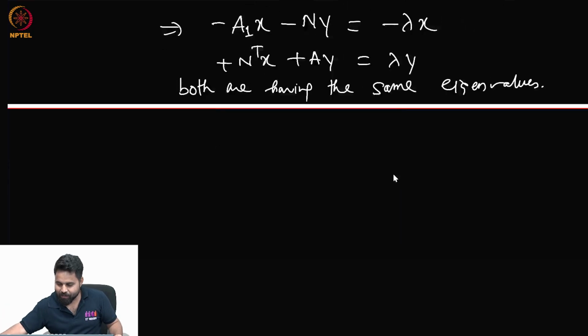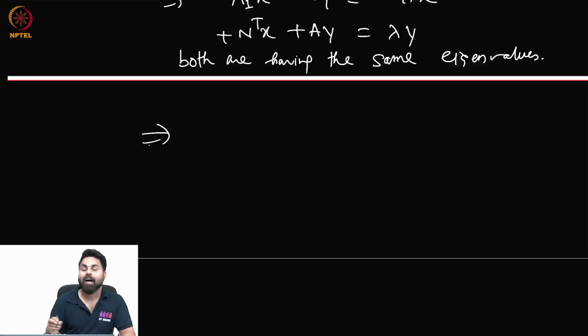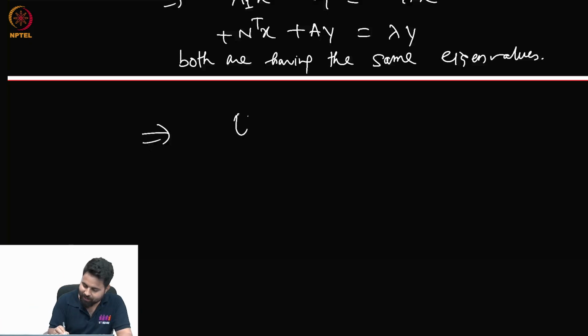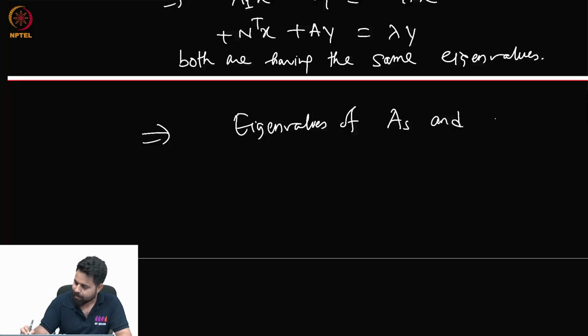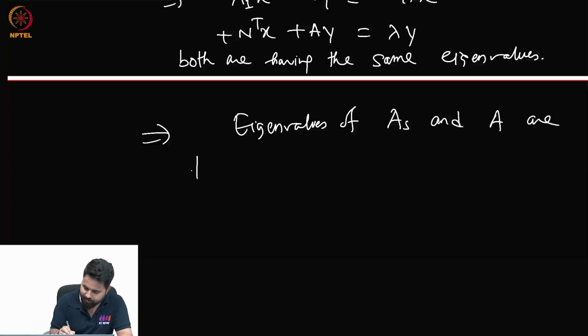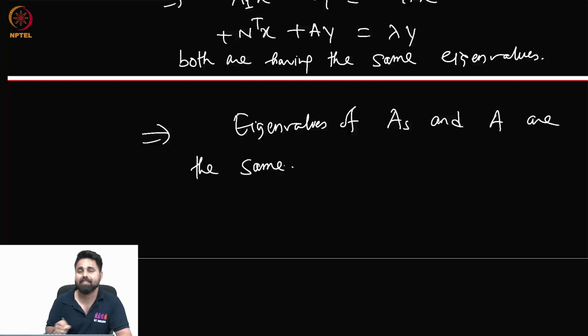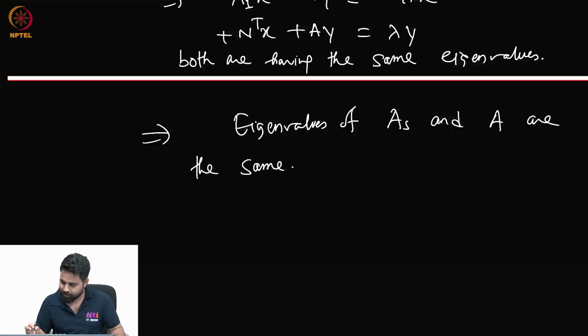Now assume that all the eigenvalues of A_s and A are the same. Now we will prove that if the eigenvalues are the same, then this means that the graph is balanced. How to prove this? Again the spectral theorem will come into the picture. We will find the number of closed walks of length k.